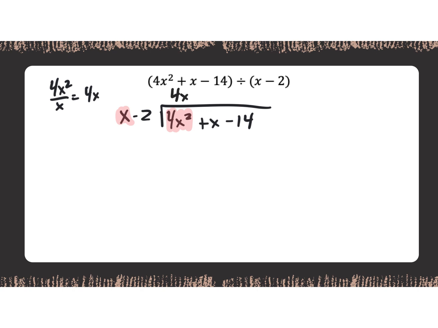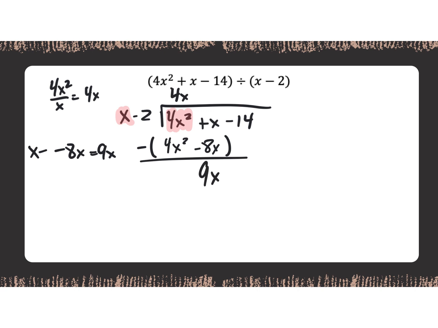I'm going to distribute the 4x to the x minus 2, and I end up with 4x squared minus 8x. From here, I have to subtract. So 4x squared minus 4x squared is 0, and then x minus a negative 8x is going to give me 9x. Then I repeat the process. How many times does x go into 9x? It goes in 9 times.